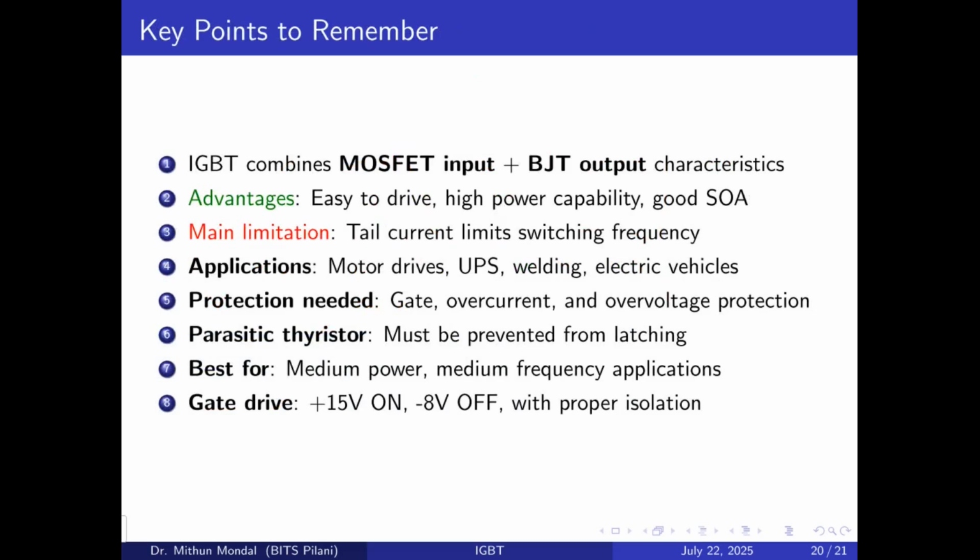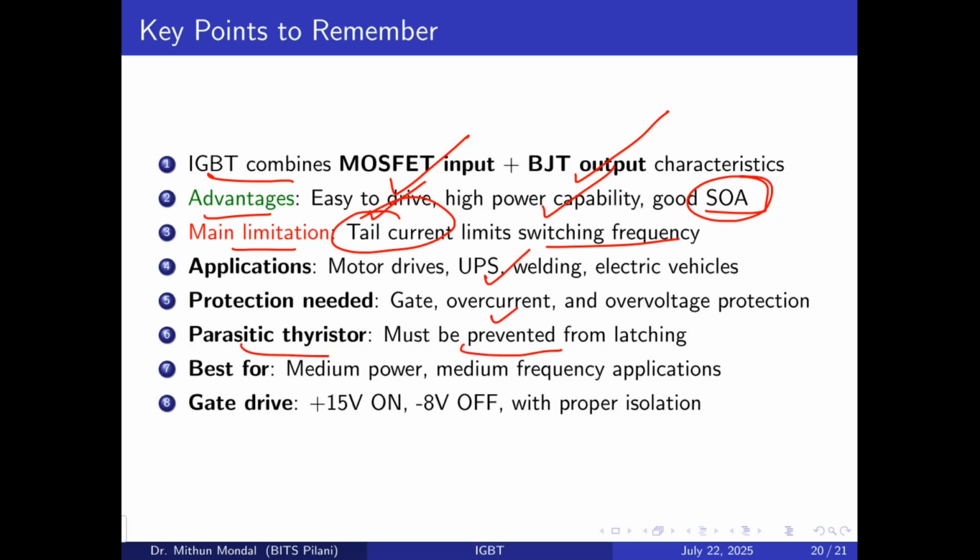We will revise what we have discussed. So IGBT is basically the combination of MOSFET input and BJT output characteristics. The main advantages are easy to drive, high power capability, and good safe operating area. The main limitation is the tail current, which is limiting the switching frequency. Applications: motor drives, UPS, welding, and electric vehicles. You need protection like gate, overcurrent and overvoltage protection. And the parasitic thyristor plays a very important role, and it has to be prevented from latching.